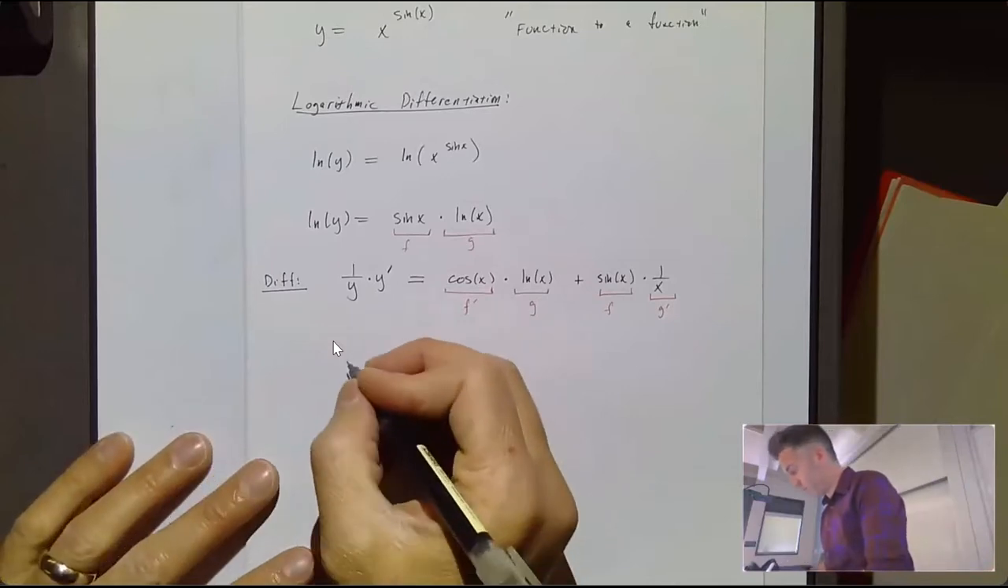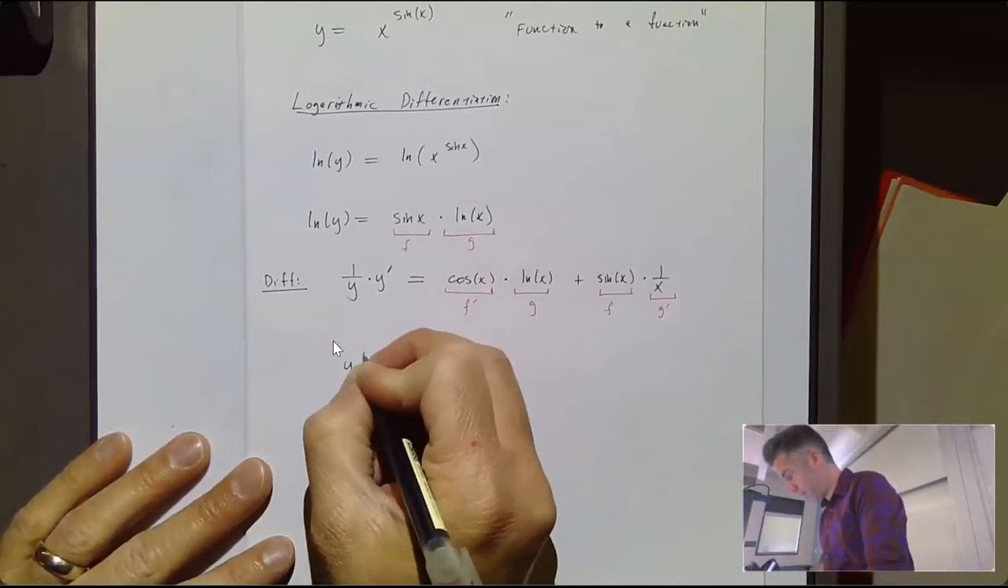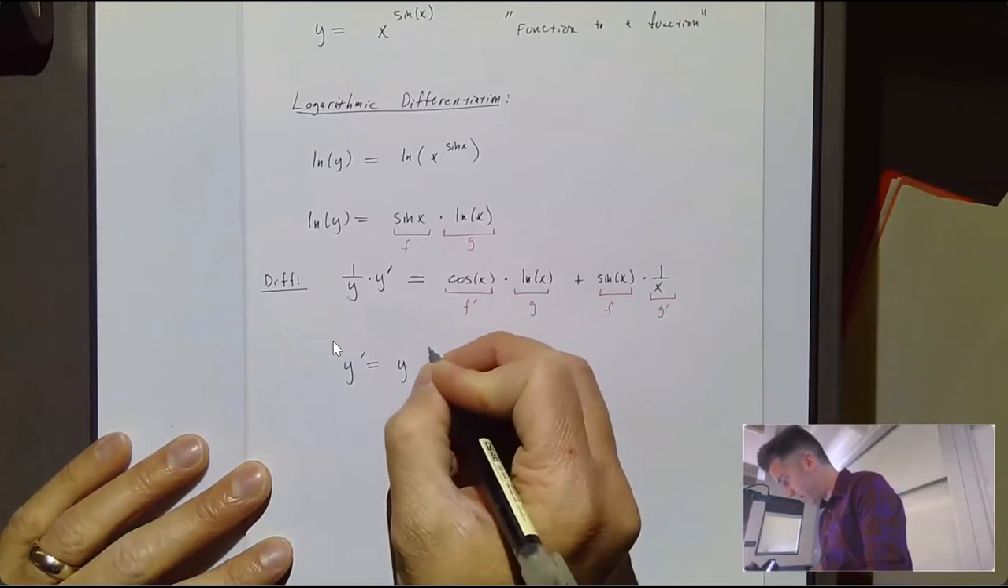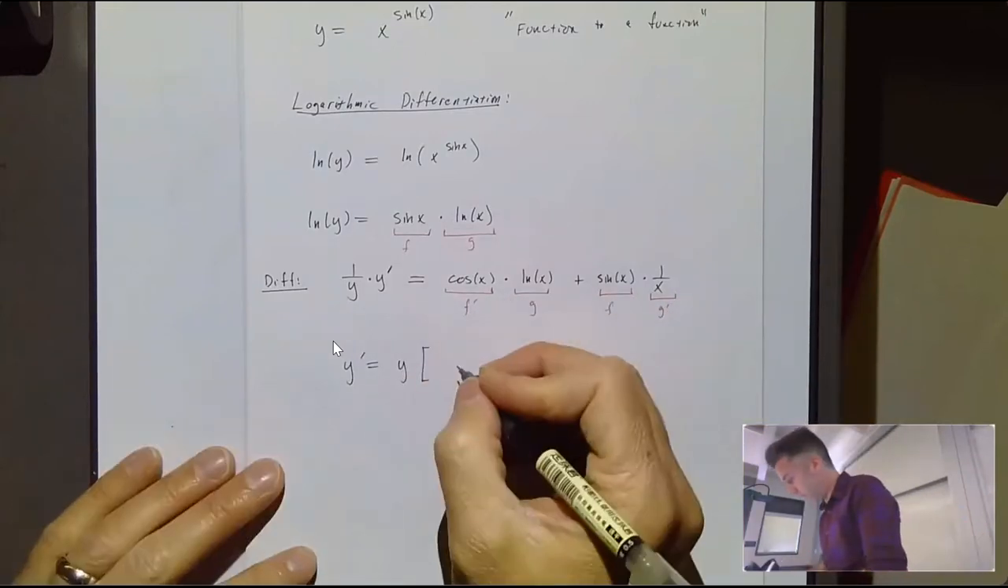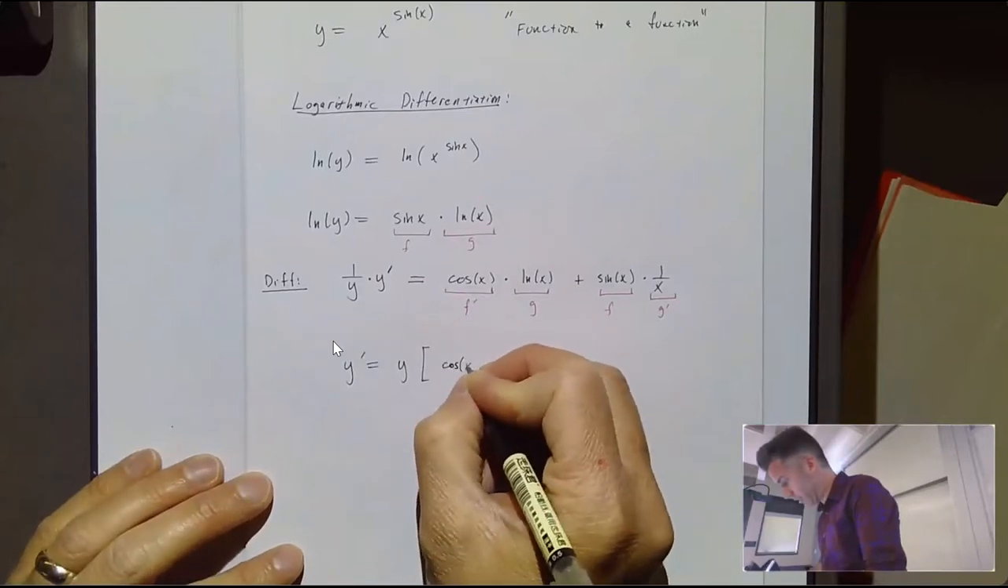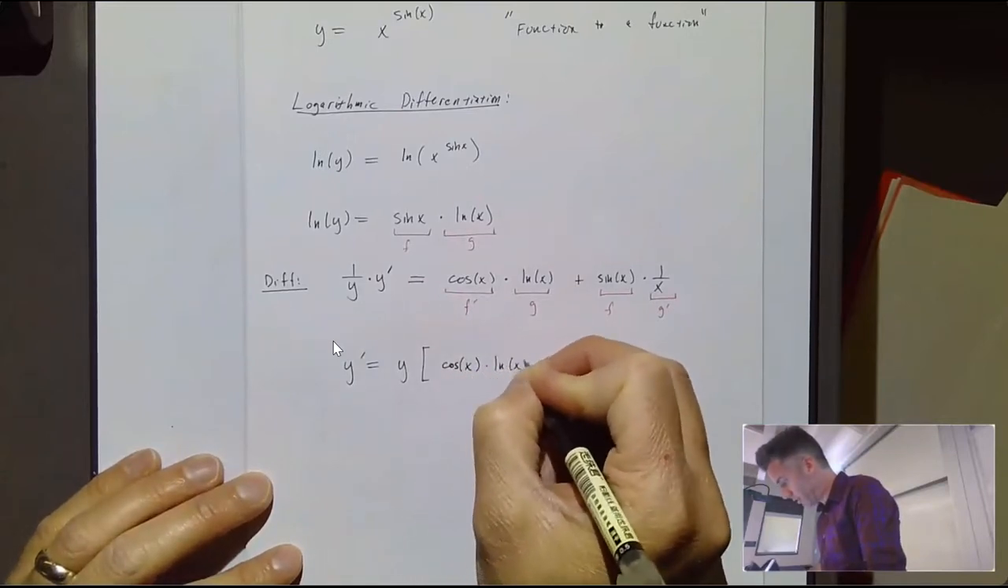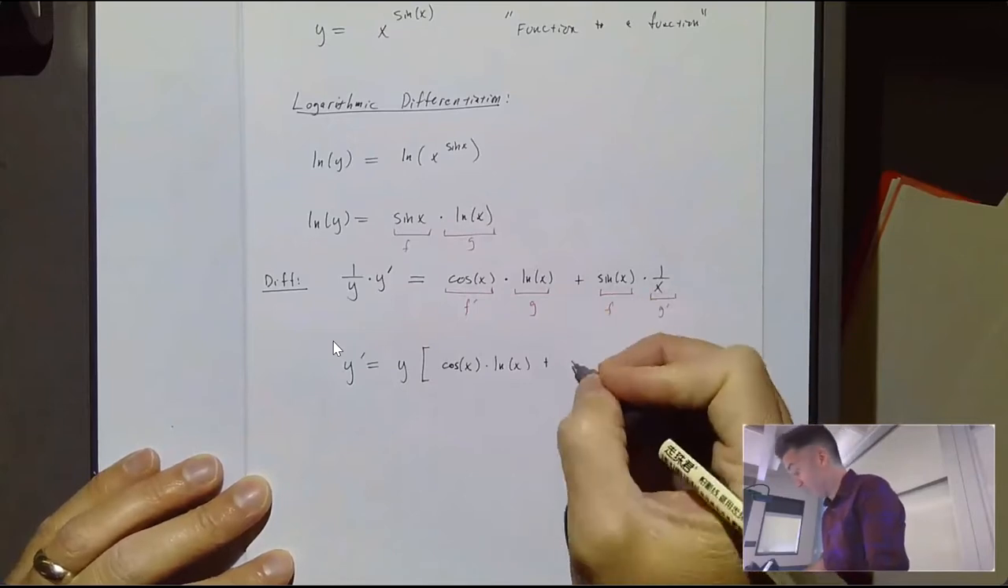So the last step, we're going to solve for y prime. So we get y prime equal to y times all that. You might simplify that. There's really not much simplifying to do. I'm going to write it as cosine of x times natural log of x plus, I'm going to rewrite this as sine x over x.